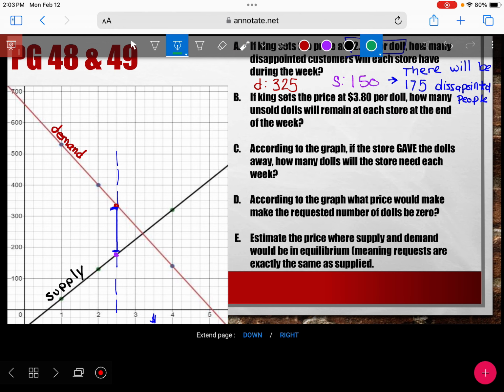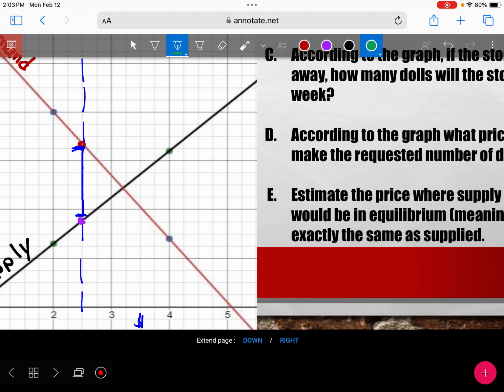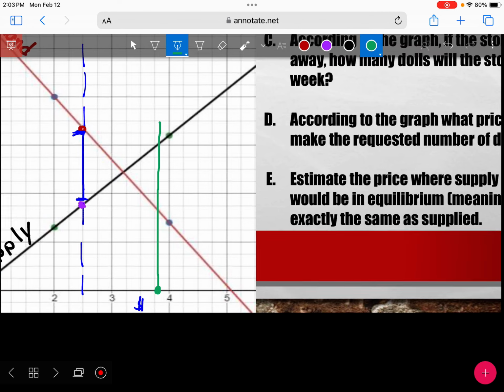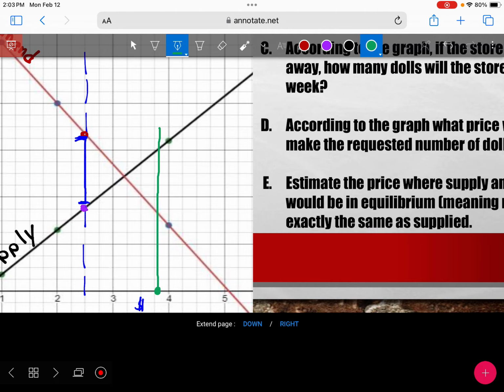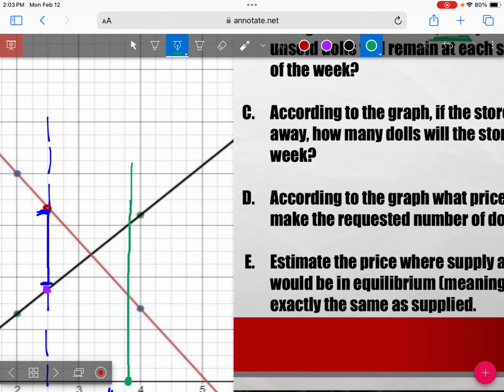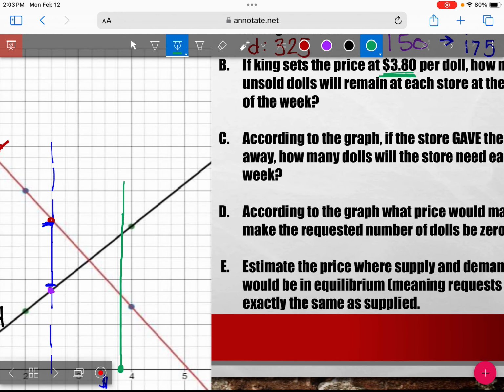So let's look at another situation. Now we're going to say, what if they set the price at $3.80? Weird, but okay. It's a weird unit. So we're going to look very, very similarly, but this time we're looking at 380, which for me is about here. So if they set the price that high, what's our supply? How many people or how many dolls are we getting?